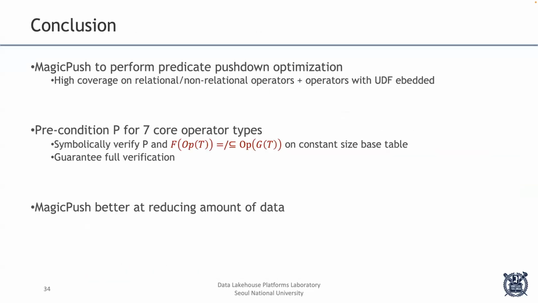So yeah, magic push performs predicate pushdown optimization. It has a high coverage on relational and non-relational operators and operators with UDFs embedded. The precondition P on 7 core operator types helps us symbolically verify the query on a constant size table using the SMT solver and guarantees the full verification. And it's better at reducing the amount of table or the amount of data compared to the baseline in general.